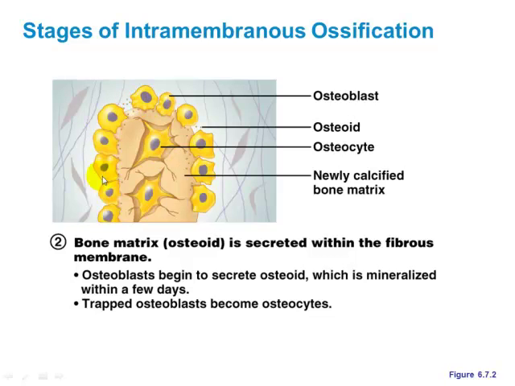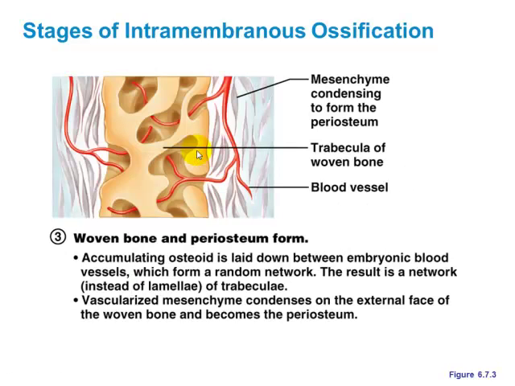Now, all along the edges, we still have osteoblasts that are laying down osteoid. So from this center, the bone is going to grow out, and it's going to replace that fibrous membrane, creating our initial bone. As time goes on, this is where we're going to see the look of what's called woven bone, or we've previously called it spongy bone.